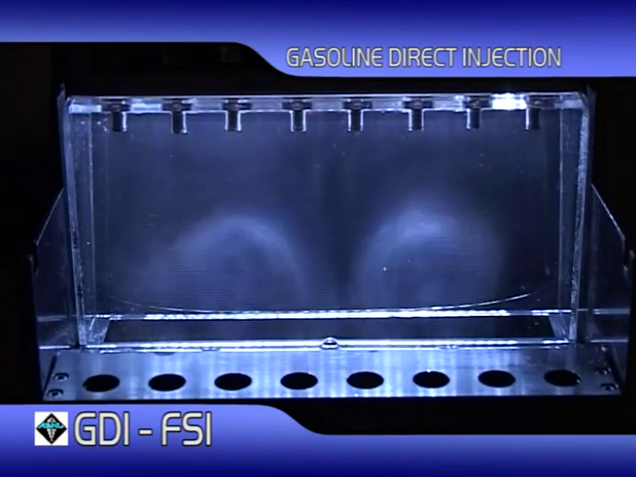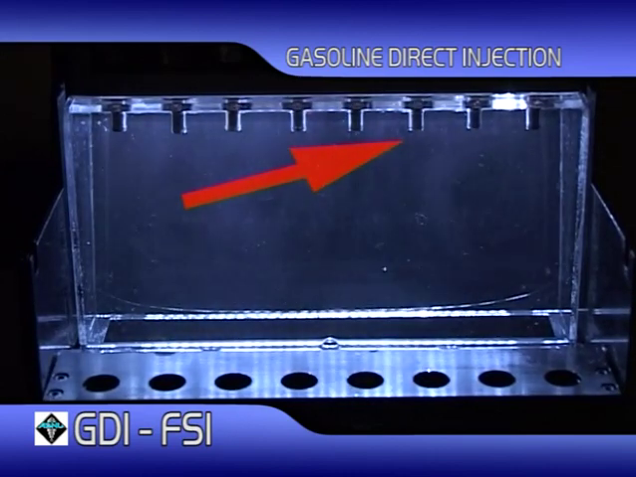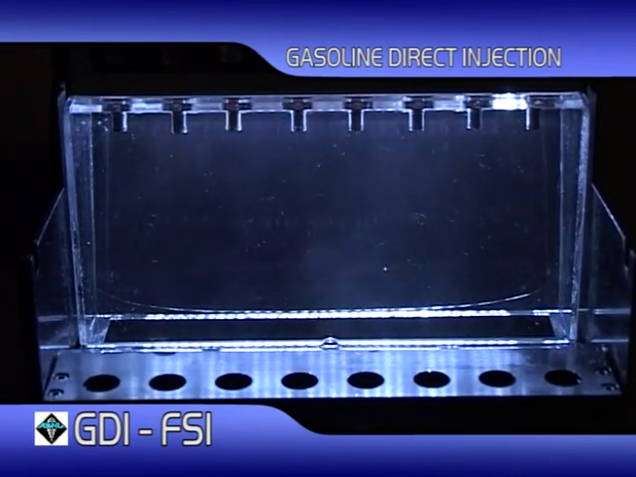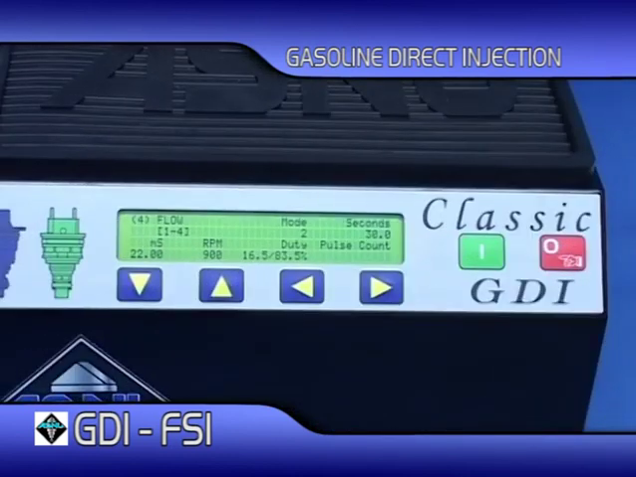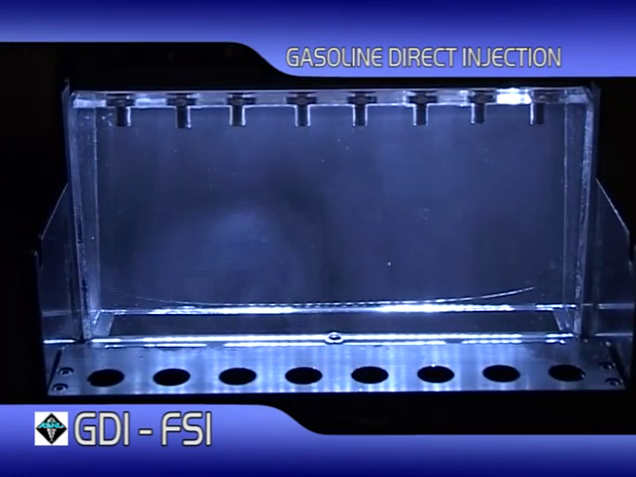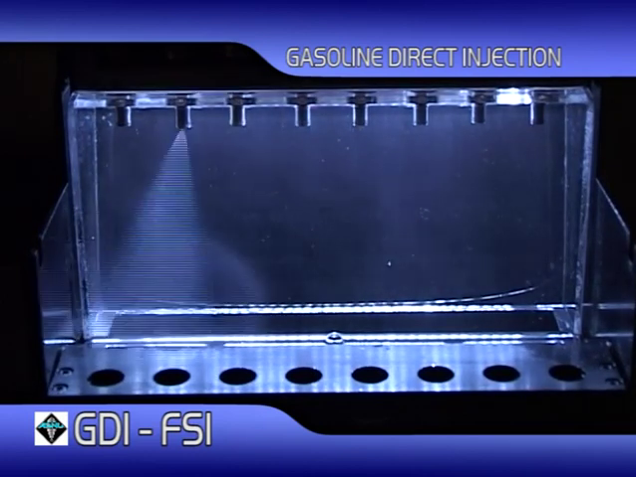In this clip, we can see that injector number 6 has a much weaker spray than the previous injectors and releases a lot less atomized fuel. In this clip, we see flow mode 2, 22 milliseconds, 900 RPM. In this mode, we run the injectors to examine the spray patterns. As you can see, there are different shaped spray patterns between the injectors.